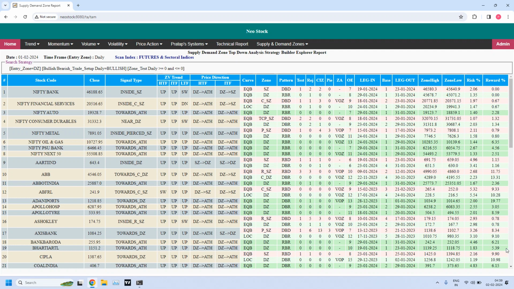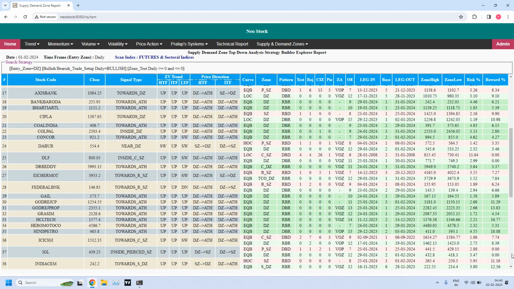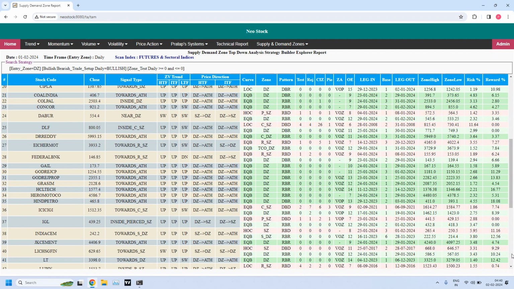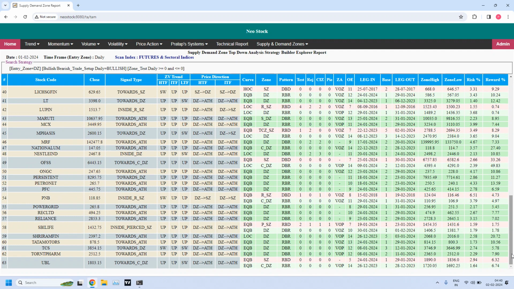So now the stocks are reduced, but still it is a big list. Let me scroll down for our reference purpose. All these are fresh demand zones. See, 63 stocks are filtered.